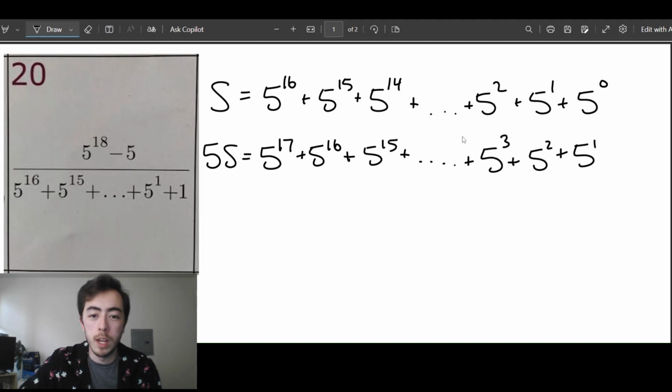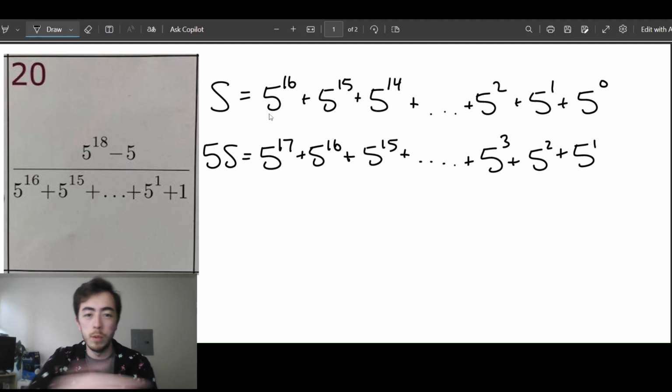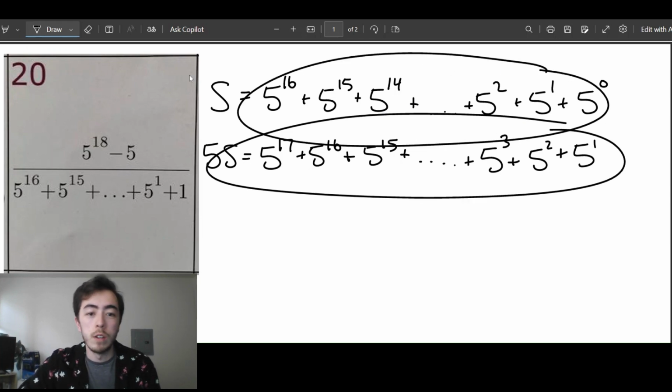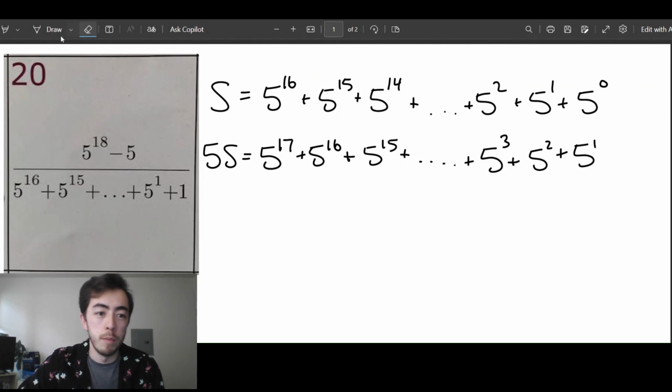The reason why I multiplied it by 5 is that I know of this strategy where you have a long sum here, and if you try multiplying it a little bit and then subtracting the two, you're going to basically cancel out all of the middle terms.